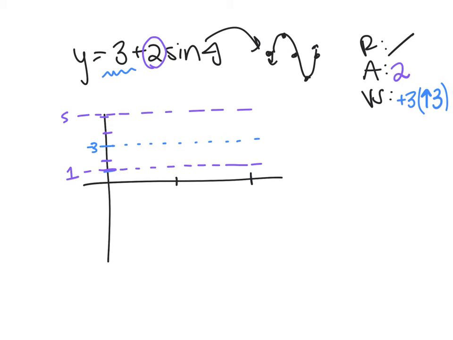Add our tick marks to the x-axis. And everything we've been doing so far operates in 360 degrees. So half of that is 180, half of that is 90, then 270. Sine starts in the middle, so at 0 you're up at 3, and then 90 to 5, 180 back to 3, 270 down to 1, 360 back up to 3. So once you set this template up based on the transformations, you're just following that pattern.